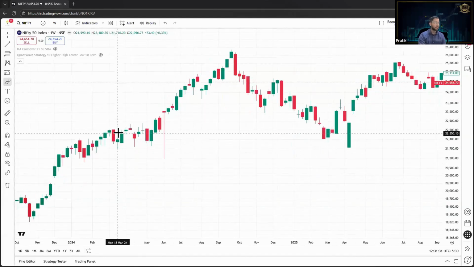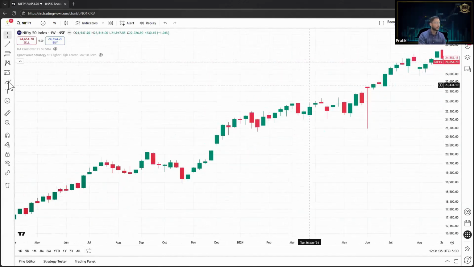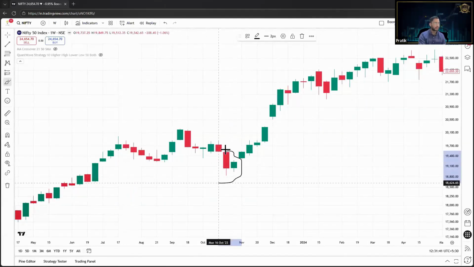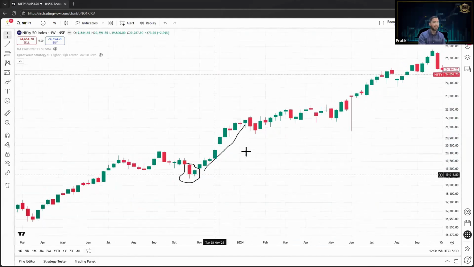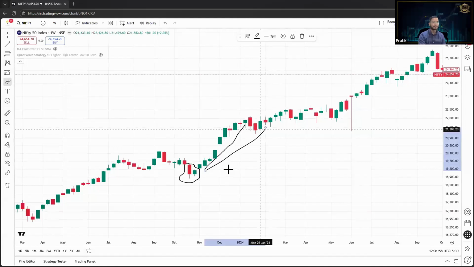Can we see harami patterns? Oh, look at how beautiful harami patterns are. Look at this pattern. Beautiful harami pattern. Can you see this harami pattern? Like a pregnant woman, the body is near the belly. This is a perfect harami pattern. And you see the move after that, how the price went up after that harami pattern, even though the price had been falling before that.